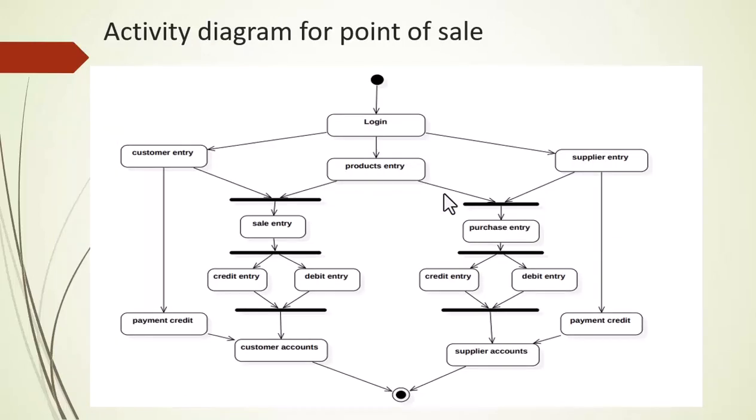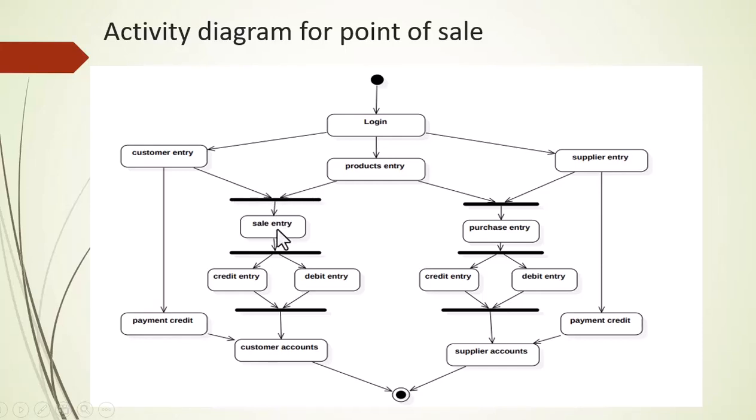This is the activity diagram for point of sale. Point of sale is already explained using the use case, sequence and class diagram. The first activity is login. Then we have three paths. This is like a decision. We can either go to customer, or we can go to the products or to the supplier. Products entry and customer entry are combined. This means a fork is used. These two can run in parallel.